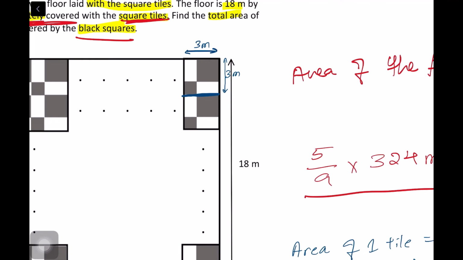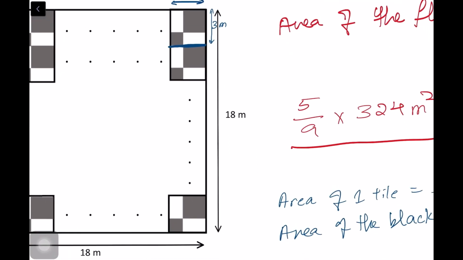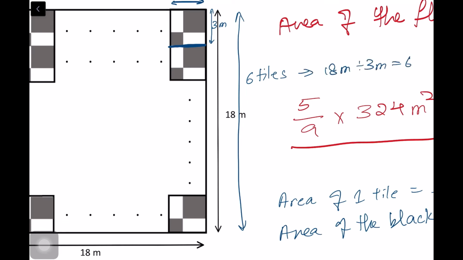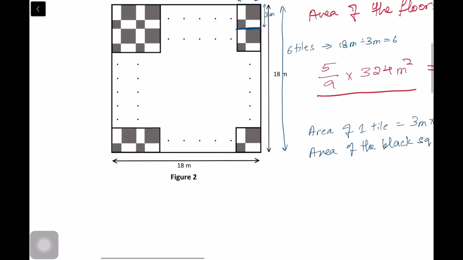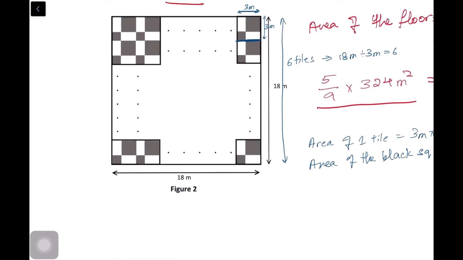This would mean that in the length of this square floor, we would have a total of 6 tiles. How did I get 6? It's just 18 meters divided by 3 meters, which gives us 6 tiles. And since the floor is a square floor, all the sides would have 6 square tiles.